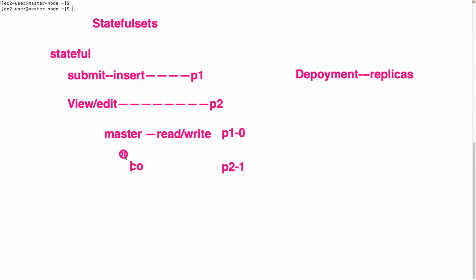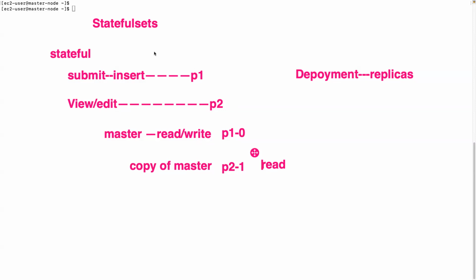Copy of master means it will have all the data present in master. And this would take only the read request, not the write request. So all the write operations, the insert and edit operations, are stored in P1. And every other pod is copying data from P1. So obviously they will have the same data, but all other pods would take only read requests. Only the first pod would be eligible to take write requests. This helps in controlling the data inconsistency, right? So this is how stateful sets work.